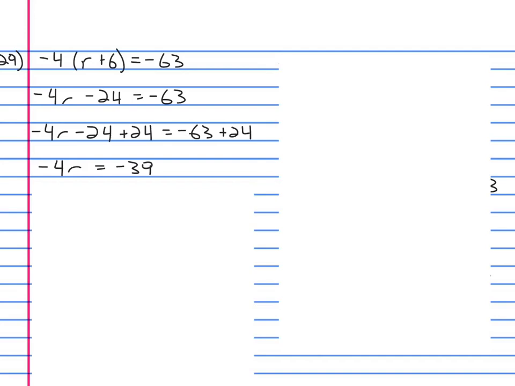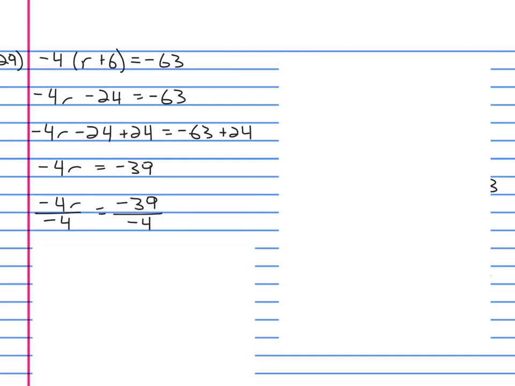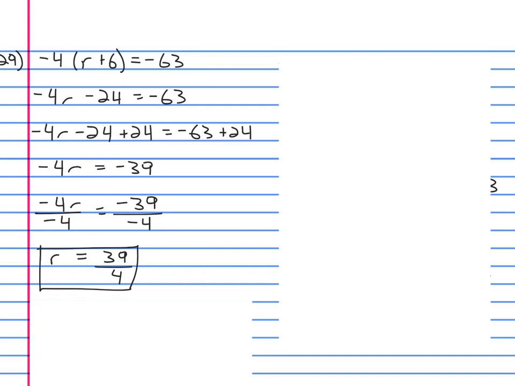So negative 4r equals negative 39. What's happening to r is being multiplied by negative 4. So we need to undo that with divided by negative 4. And we divide this by negative 4 as well. These turn into 1r. And the negatives cancel out. Okay? But 39 and 4 have nothing that you can divide top and bottom by. So we can just call it r equals 39 over 4.